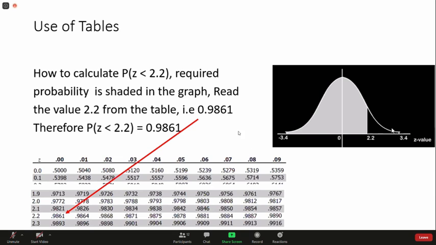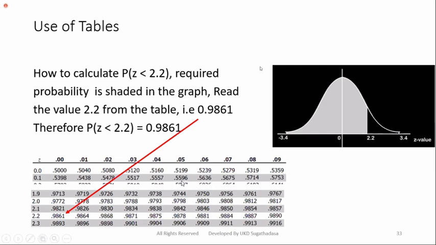Entire probability is 1. Remember, the entire shaded area is 1. The table values are 0.5, 0.9, or decimal values, because the maximum value you can have is 1. That means probability, from minus 3.4 to plus 3.4. Now, let's see how to read the table.